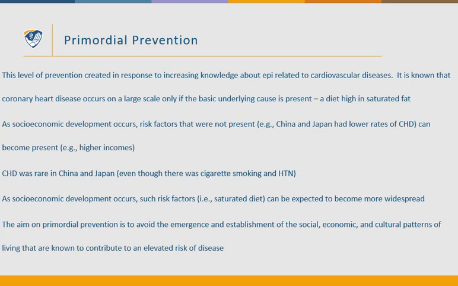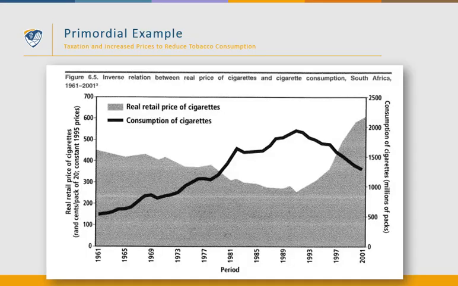As socioeconomic development occurs, such risk factors can be expected to become more widespread. The aim of primordial prevention is to avoid the emergence and establishment of the social, economic, and cultural patterns of living that are known to contribute to an elevated risk of disease. So here is a primordial example: taxing tobacco to try to decrease overall tobacco consumption. And so we see the consumption of cigarettes start to decline in the 1990s as the real retail price, so the price and the inclusion of tax, increased.